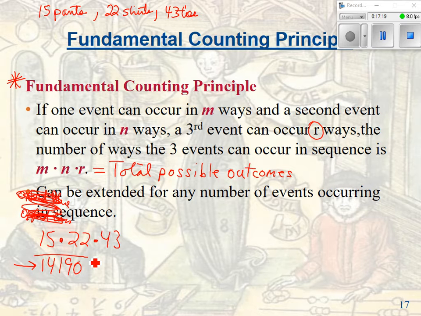What's the probability that I got up this morning and picked the outfit that I have on? One out of that. All right? Because there's only one way I could have put this outfit together. Pick this certain pair of pants, this shirt, this tie.